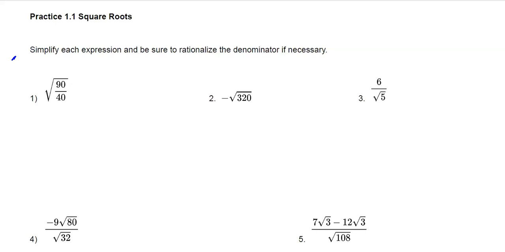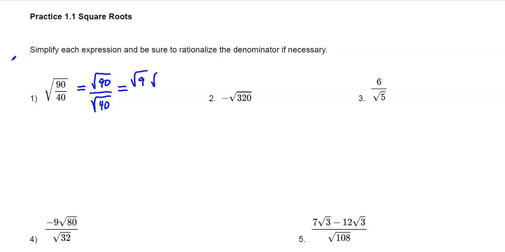So, number one, we got radical 90 over 40. So I can use the rule that says I can split that up into two separate radicals. And then from here, I have a couple ways to go. I could try to find perfect squares in both of them. Or a lot of times I try to get a radical on top and bottom that can cancel with each other. For instance, I see that 10 goes into both those numbers.